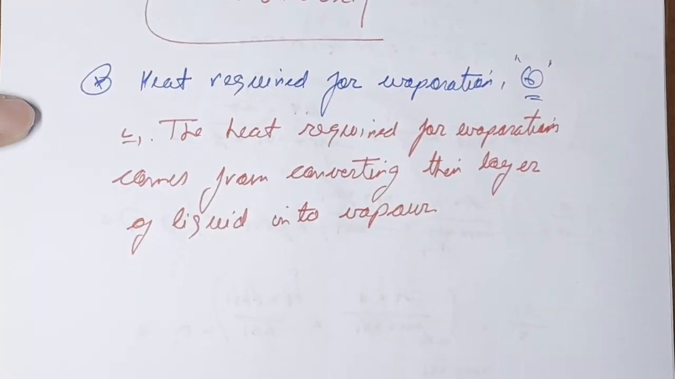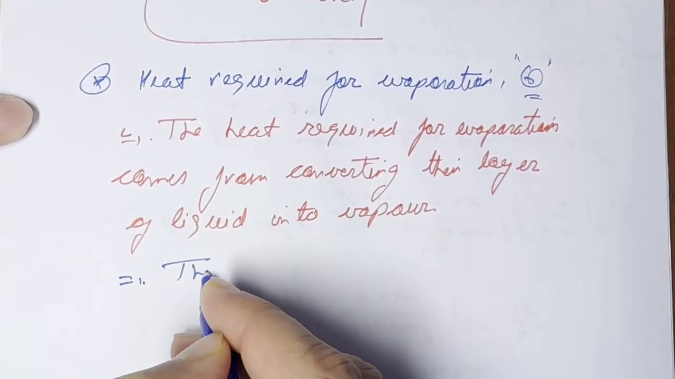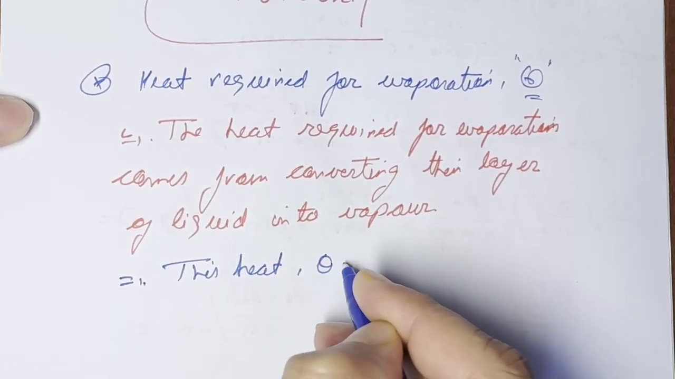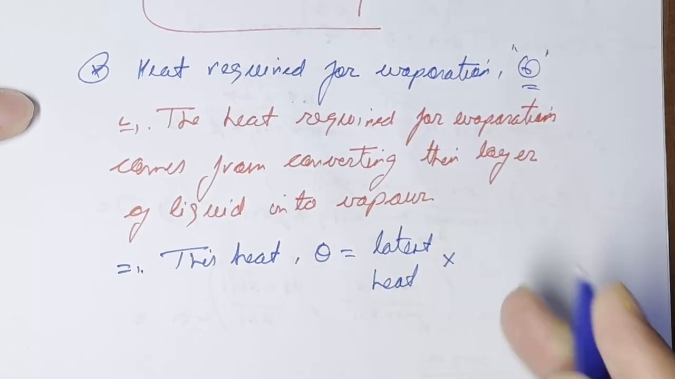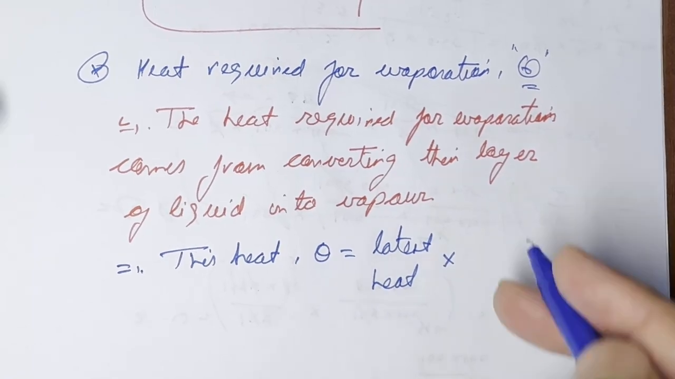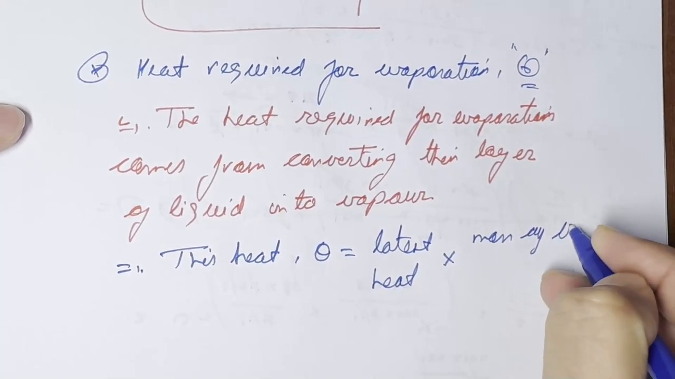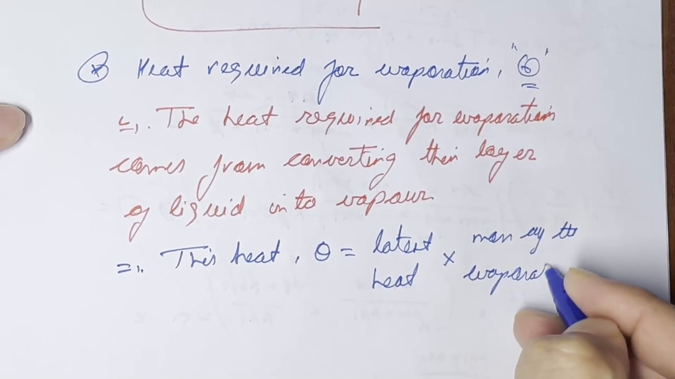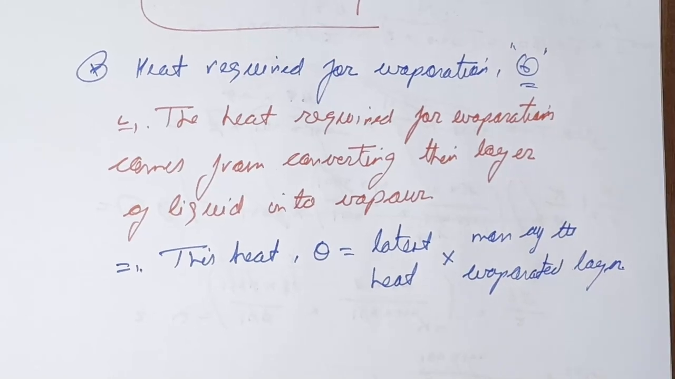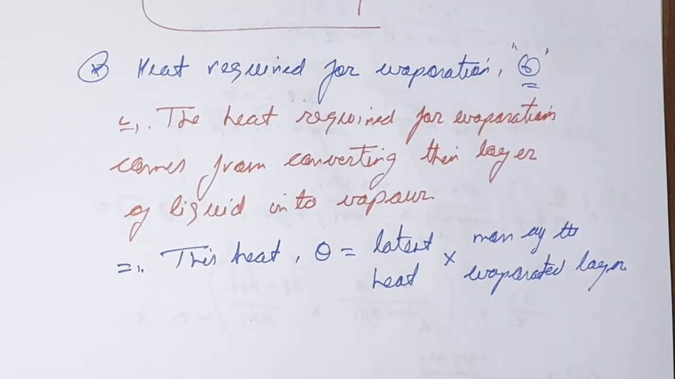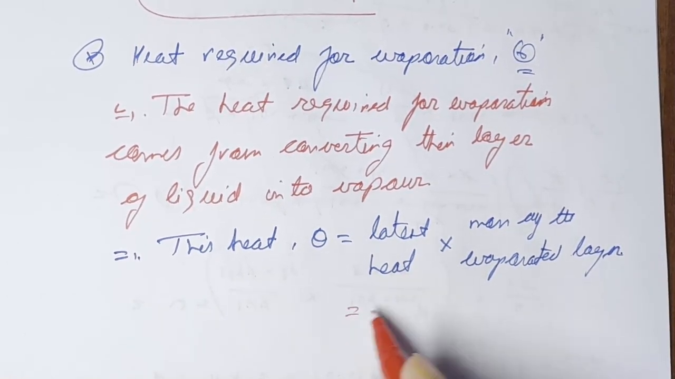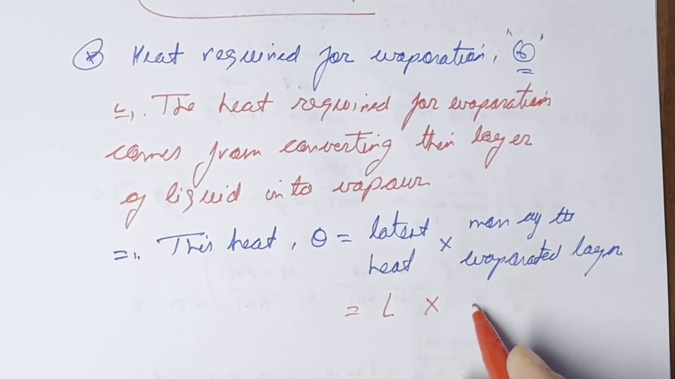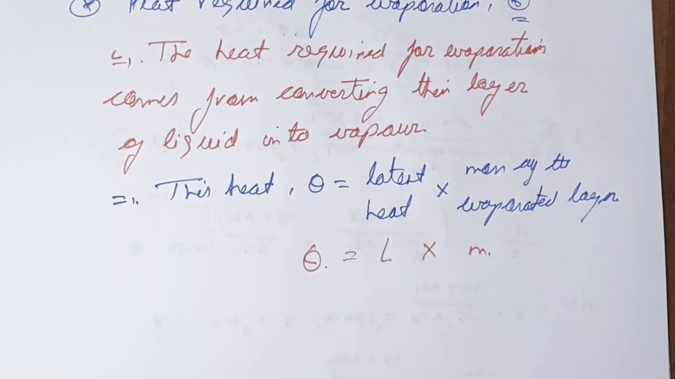So this heat is denoted as Q. Therefore, you can say this heat, which is denoted as Q, will be equal to latent heat multiplied by the mass of the evaporated layer. So latent heat can be represented as L, and the mass of evaporated layer can be represented as M. So this Q will be equal to L multiplied by M.